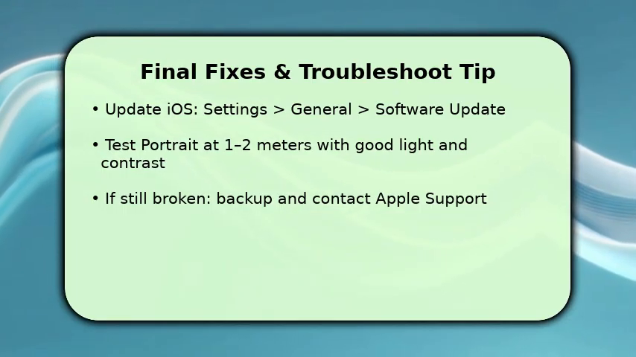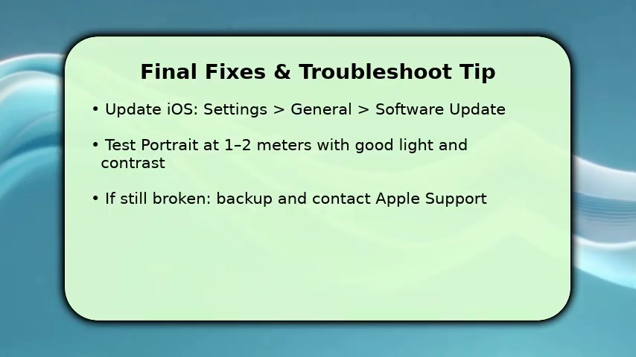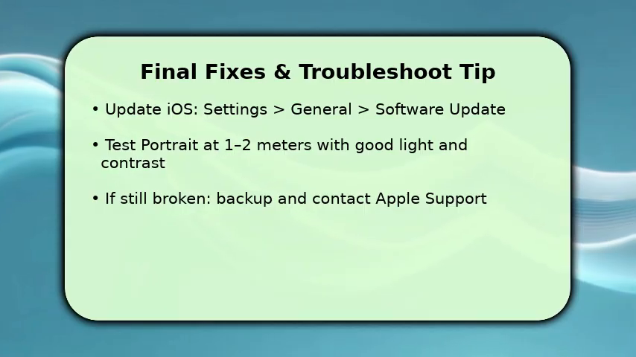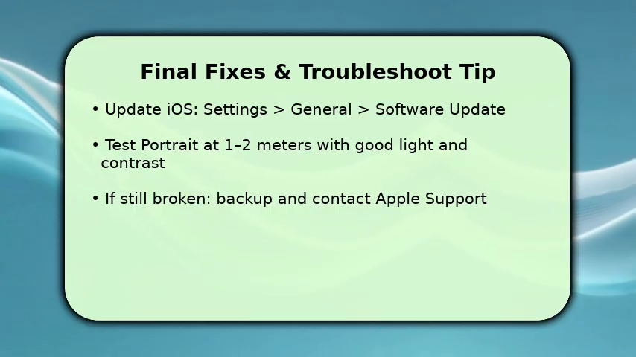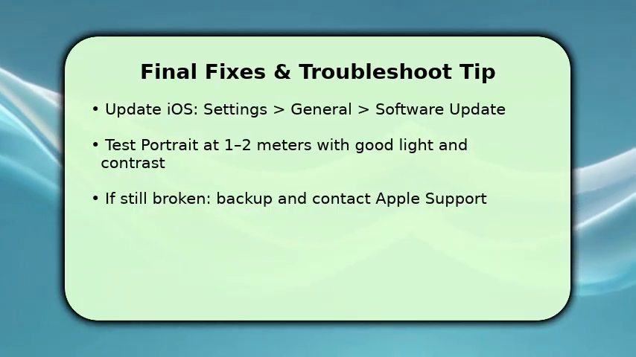If portrait mode still fails after updates, back up your iPhone and try a factory reset as a last resort. If that doesn't help, contact Apple support or visit a Genius Bar, since it may be a hardware fault with the depth sensor.